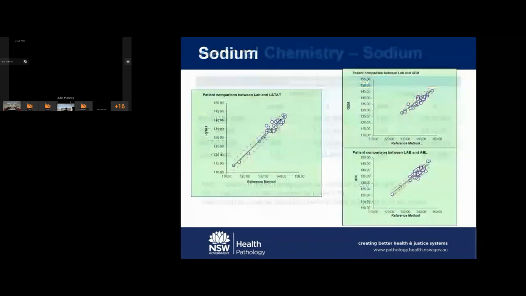So here's a comparison of our three instruments. We've got the ISTAT compared to the lab, we've got a GEM compared to the lab, and we've got the ABL compared to the lab. I'll be skipping through several of these comparison graph presentations. The main thing of interest is this line diagonally through the middle here. That's where the results are equivalent. So point of care equals lab. And you can see there's a bit of noise on the sodium around here, and you could attribute that to that indirect versus direct ISE technology difference.